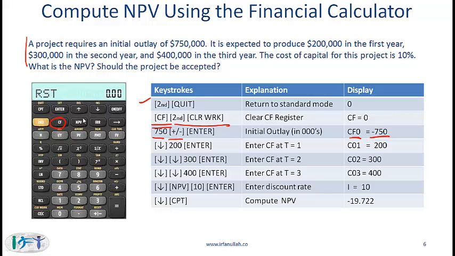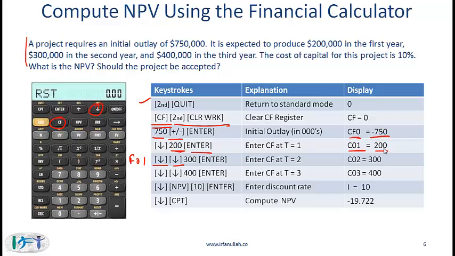Then you hit the down arrow and enter and put in 200, then enter. What you have now done is told the calculator that the cash flow at time period 1 is 200. Then you will hit the down arrow once. You will now see F01. This stands for frequency, and the default is 1, which you accept by simply hitting down arrow again. What that means is that this amount of 200 happens only once.